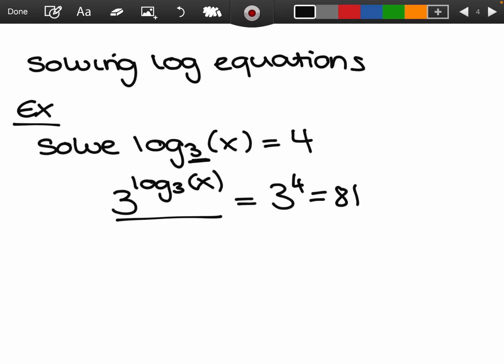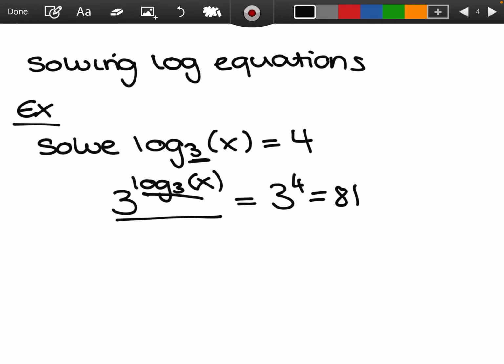What about our left-hand side here? 3 to the power of log base 3 of x. What does log base 3 of x mean? It means that I'm looking for the power of 3 that gives me x. So log base 3 of x is saying what power do I need to raise 3 to get x. Well, once I've found that power and I do 3 to the power of whatever that is, I get x back.